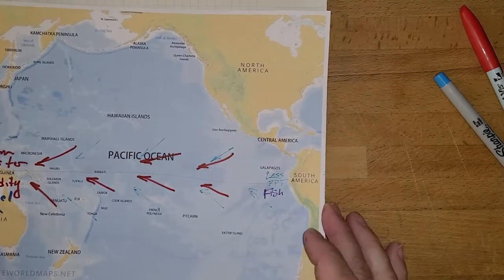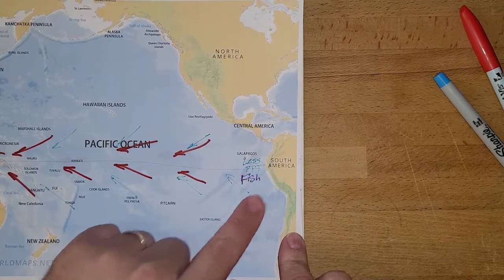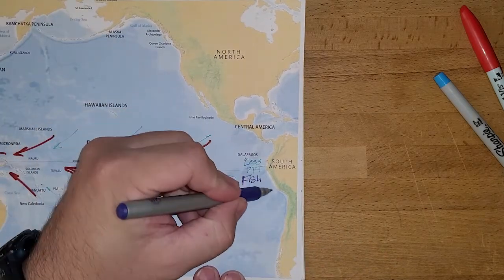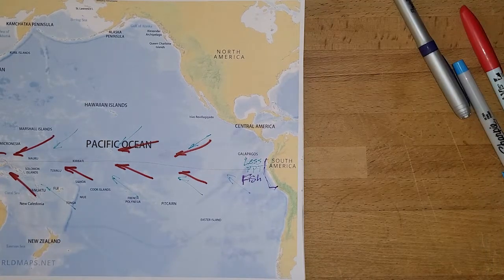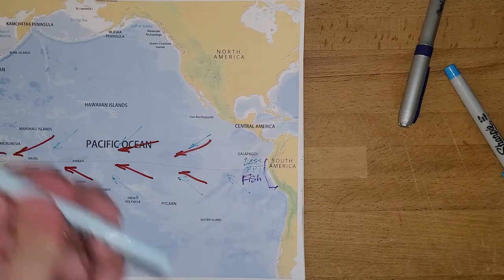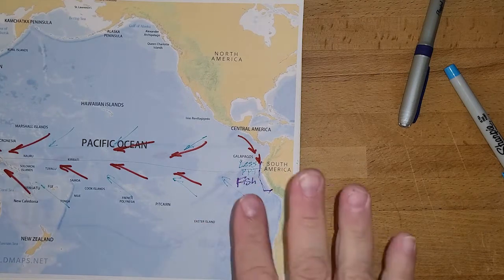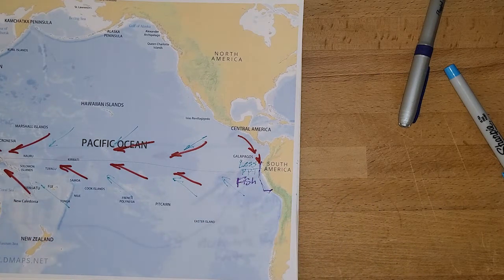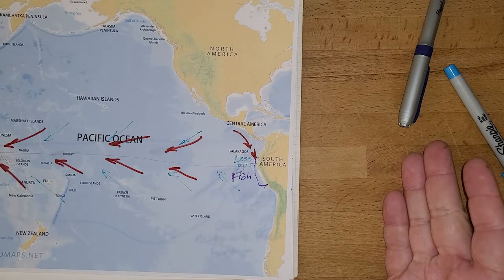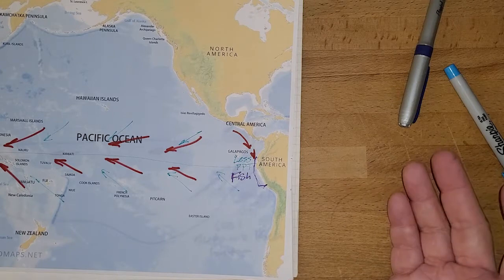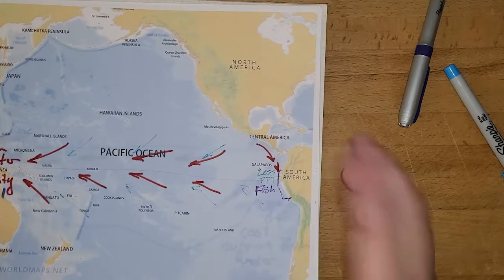Now, every year right around Christmas time, we've got Peru and Ecuador, kind of right in this area. Usually around Christmas time we do get a little bit of warm water coming down, and so they start to see their fish count decrease just a little bit. They associate this warmer water with the name El Niño, or the child. Then it usually goes away in a week.